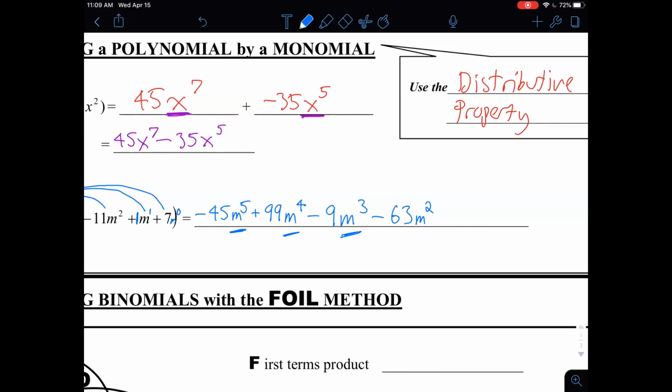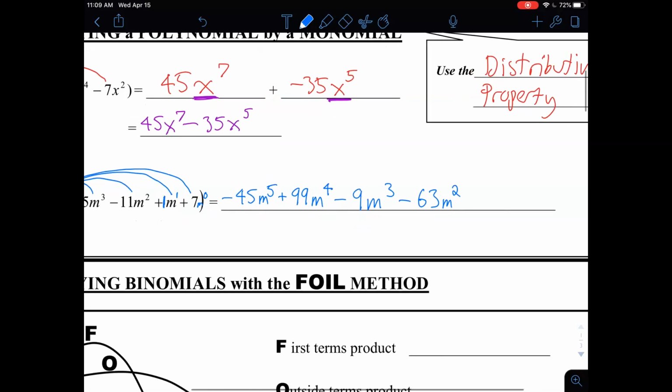These are not like terms because they are not the same exponent. So this is actually our final answer right here. We can't do anything more with this because they're not like terms.